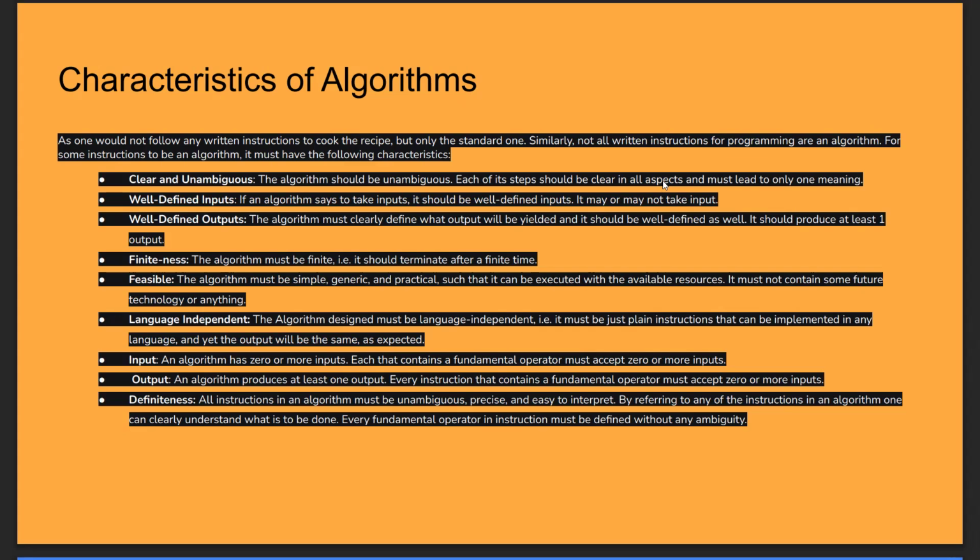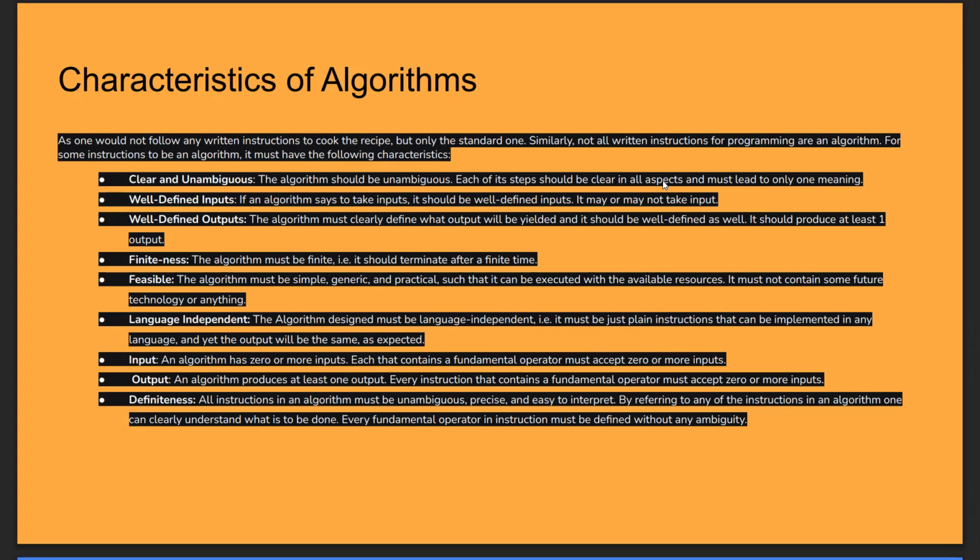It means it should be understandable. Next one, well-defined inputs. It means if an algorithm says to take inputs, it should be well-defined inputs. It may or may not take input. Suppose there is an algorithm. If an algorithm wants to take an input, we should give well-defined inputs. The input should be well-defined so that it is very easy to perform.